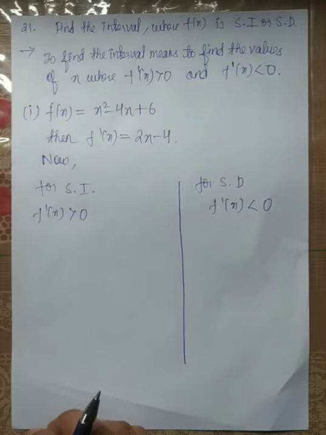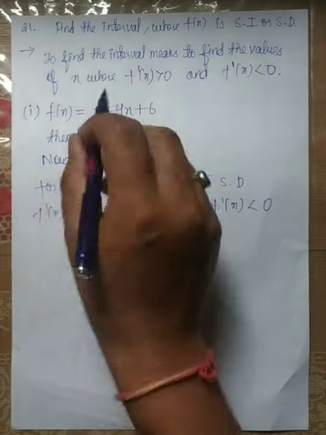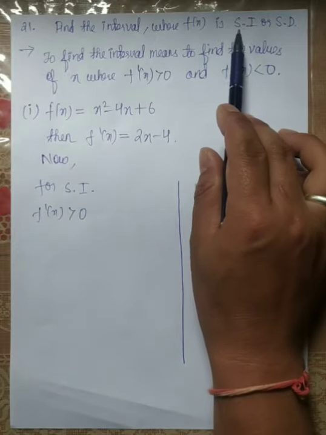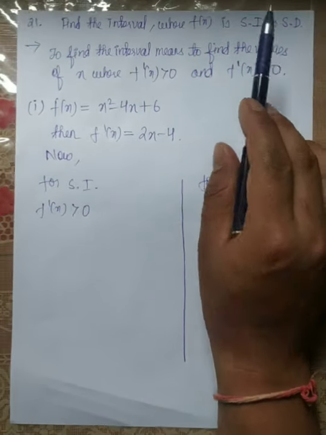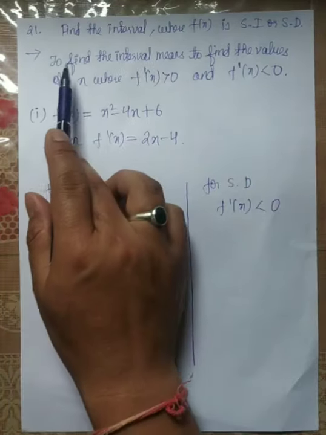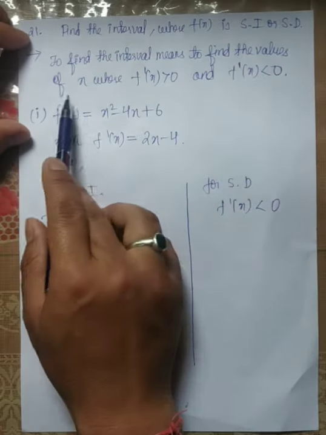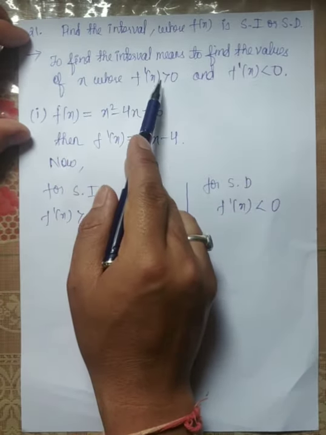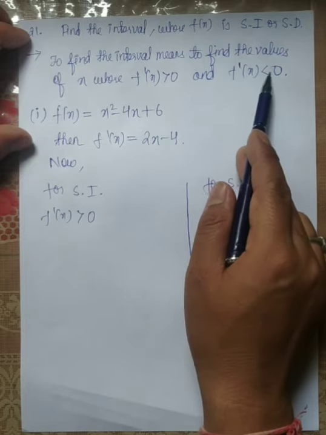Okay, now question number 21. In question number 21, we need to find the interval where f(x) is strictly increasing or strictly decreasing. We need to find the interval means what? It means we need to find the values of x where f'(x) is greater than 0 and where f'(x) is less than 0.